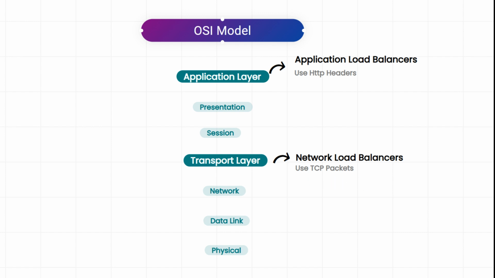Think of it like a traffic cop at an intersection. If too many cars are heading to one road, the cop redirects them to another available road. But the cop doesn't check if you're a bus, a bike, or a truck, just where you're going. In the tech world, this means a Layer 4 load balancer will route requests based on IP addresses and ports, but it won't check if the request is for a login page, a video stream, or an image.